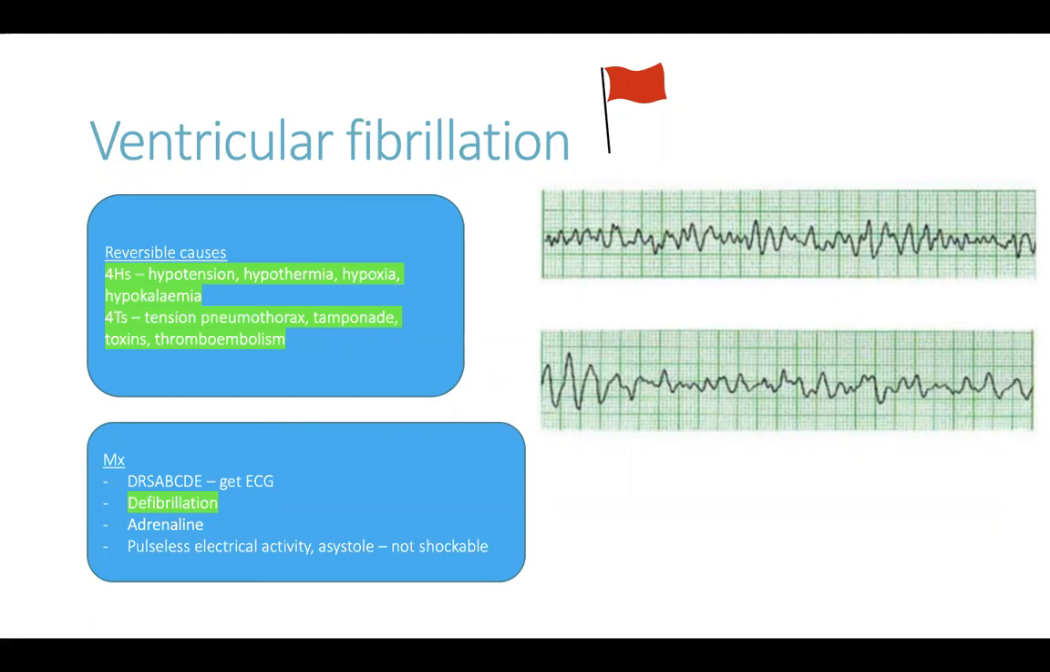So hypovolemia, hypothermia, hypoxia, so all the vital signs, and then electrolyte imbalances, so hypokalemia. And then the 4 T's: tension pneumothorax, tamponade, toxins, thromboembolism. So all of the cardiac and respiratory emergencies.